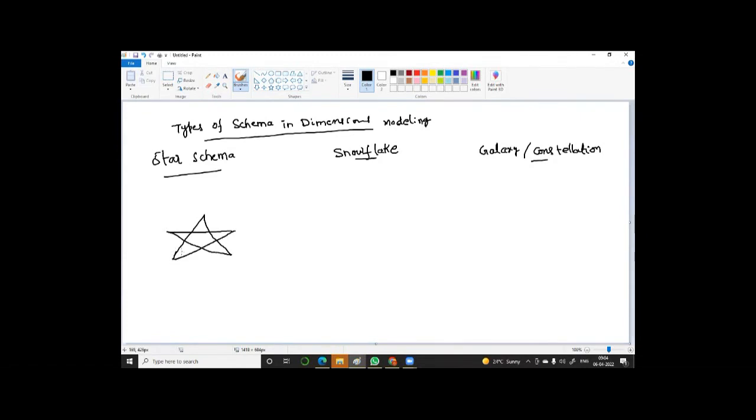Right? This is the star. Now, why they put the name star schema: generally, the fact is located at the center here, and the dimensions they will draw like this. Let us say dimension 1, dimension 2, dimension 3, like many dimensions. Any number of dimensions you can give, based on the star you are drawing.